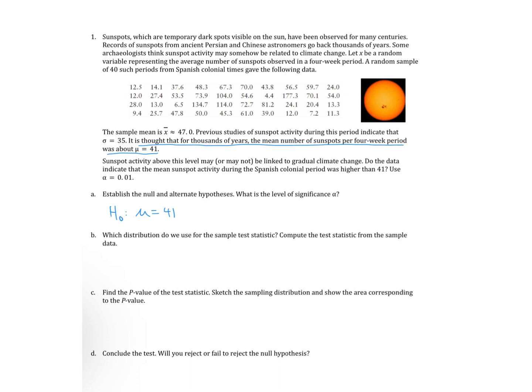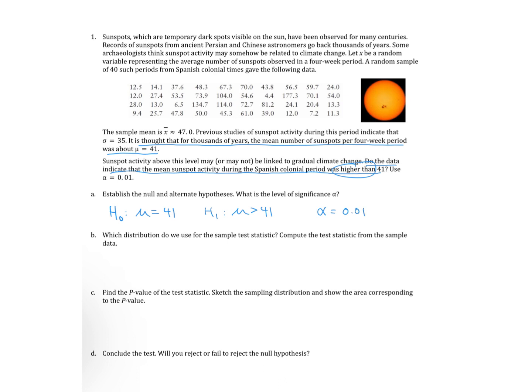Now, the question is, do the data indicate that the mean sunspot activity during the Spanish colonial period was higher than 41? So our alternate hypothesis is, since it says higher than, mu is greater than 41. And our level of significance, alpha, is provided in the problem, 0.01, which is also 1%.